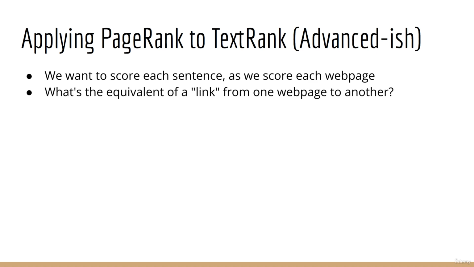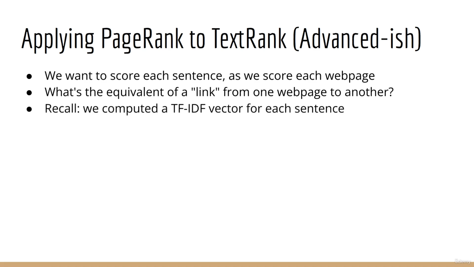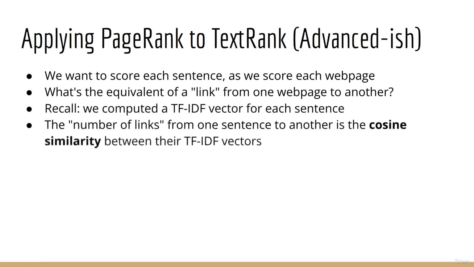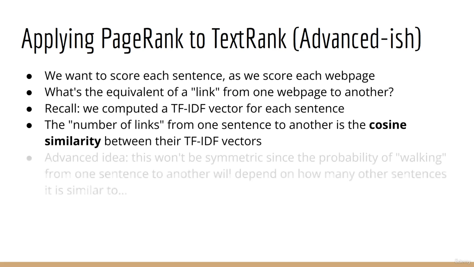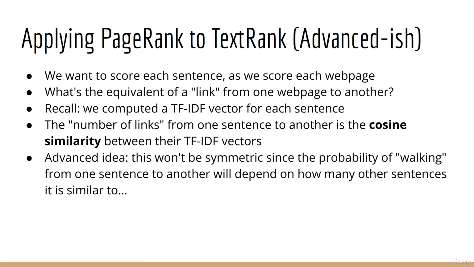The next step is to think about, what's the equivalent of a link from one web page to another? In the case of sentences, you'll recall that we computed the TF-IDF vector for each sentence. The number of links from one sentence to another is just the cosine similarity between their TF-IDF vectors. Intuitively, if many sentences have a high cosine similarity to one authoritative sentence, that authoritative sentence will end up with a higher score.